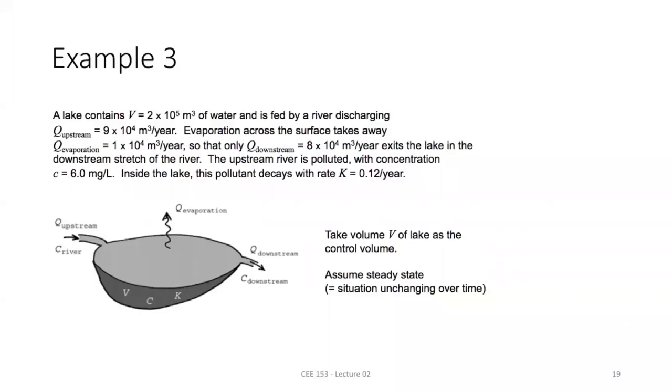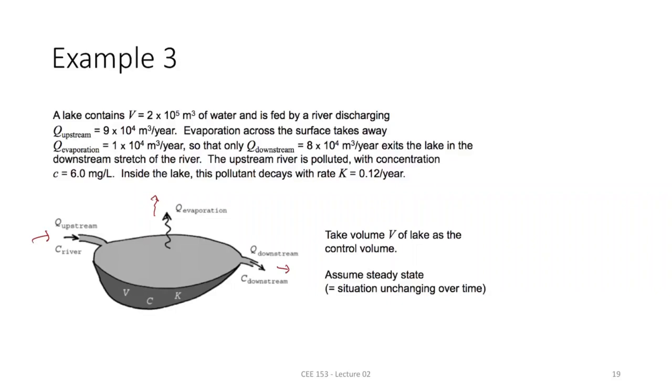All right, so this is another example. I read the question before. The only difference is that you have a pond here. You also have incoming and outgoing flows. In fact, you have one incoming, which is the upstream flow, and then you have two outgoing. One is downstream, and another is the evaporation. And then you also have a reaction term, which was not there in the previous examples.